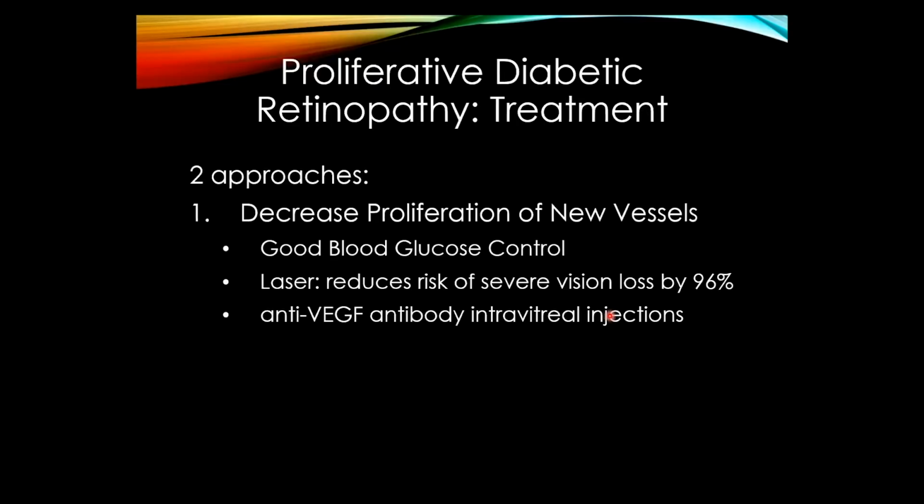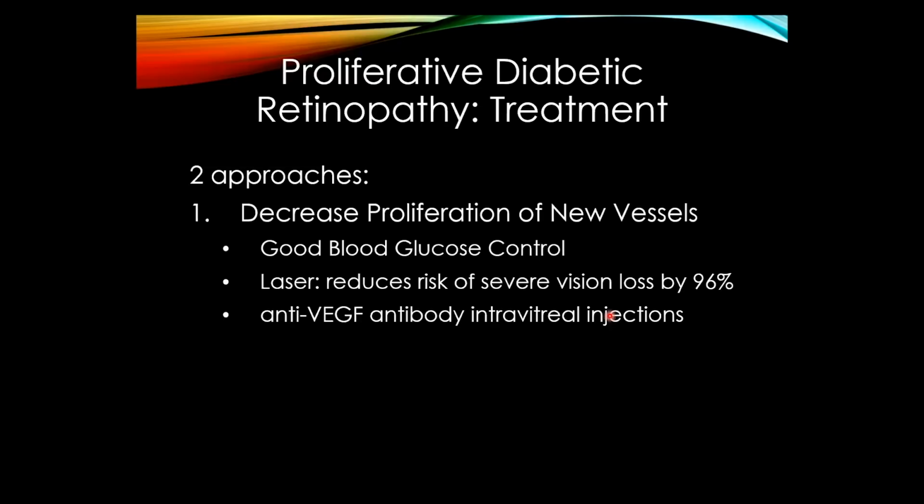There's two ways. First, we have to decrease the new blood vessels that are growing. And first thing, again, most important, I cannot emphasize this strongly enough, is to control the sugars in the blood. So really good control of the glucose is critical. Second, we need to laser. We often use a laser to reduce the risk of severe vision loss by 96%.